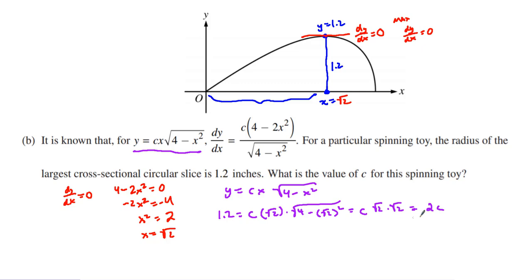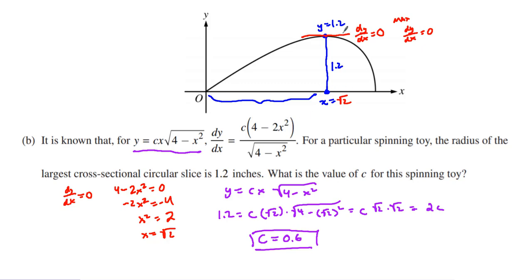Which now I divide by 2, and that means c is 0.6. C is 0.6. That was a really difficult problem. You really have to think outside the box here, and you can see we had to do a bunch of different steps.